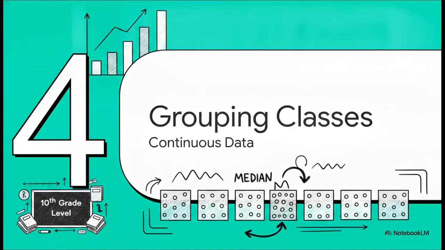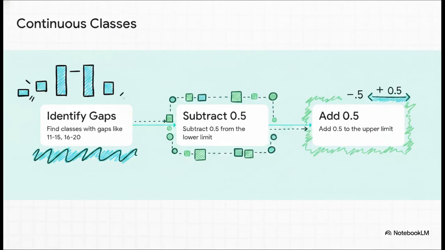Section 4. Grouping continuous classes. Now, let's step it up to the 10th grade level, where our data is packed into large grouped frequency distributions. Step 1 is absolutely crucial here.